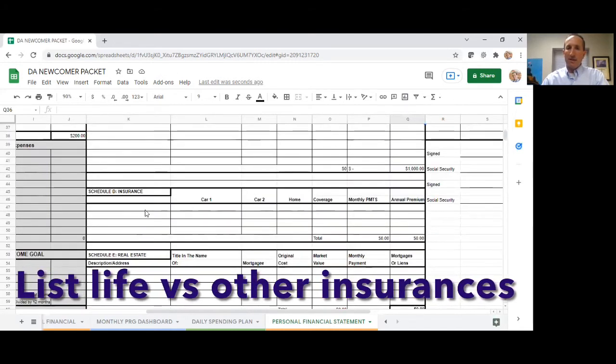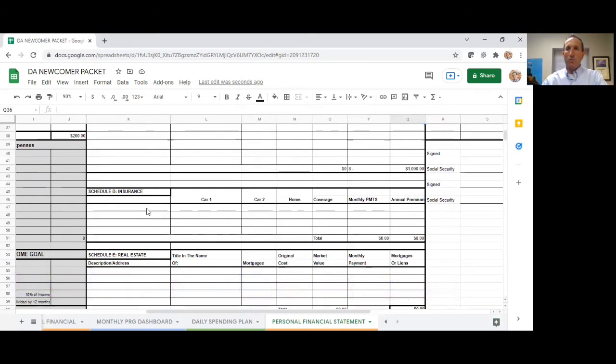Other insurance, this is where I like to just be very clear about what insurance policies I have. So I might put in here Allstate or State Farm, Selective, Car One, what are the deductibles, whatever I have with that insurance company. I'll list the information for Car One. For us, it's a Tahoe for Car One. Car Two, it's a VW Volkswagen for my wife's car. Our home insurance coverage, any other details that you need to know, the monthly payment and the annual premiums.